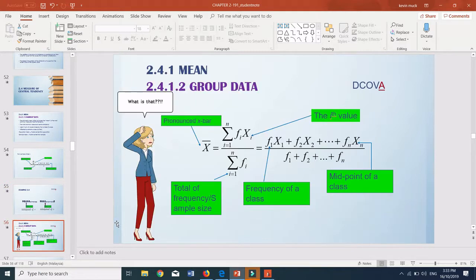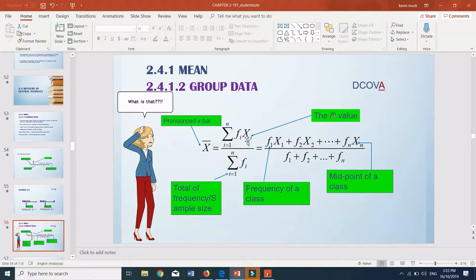Now for grouped data, the symbol that they are using, the x bar, is the same. So this is for grouped data. This is the frequency, the total of the frequencies, meaning how many times they occur.